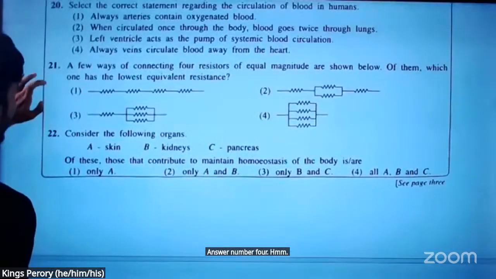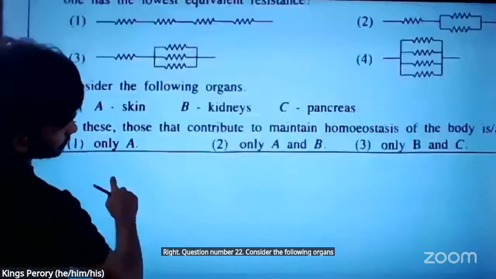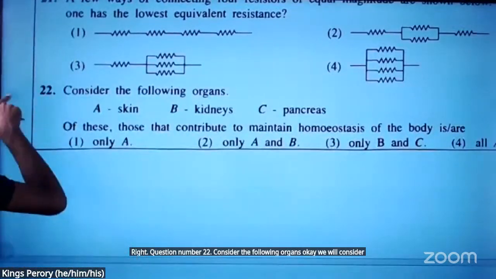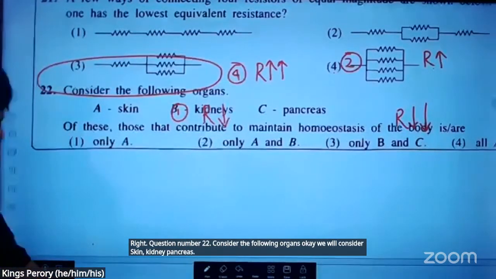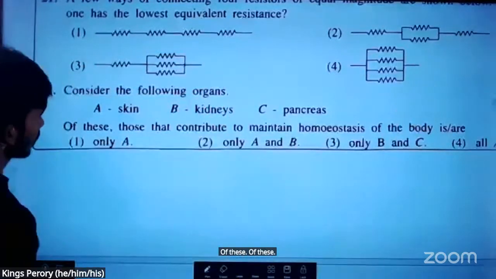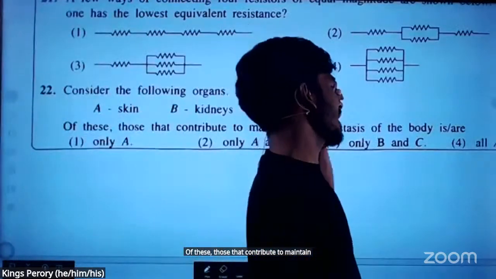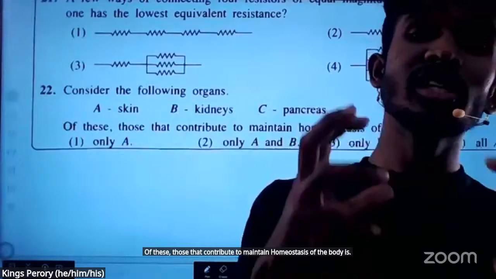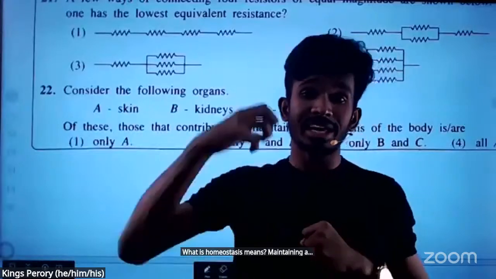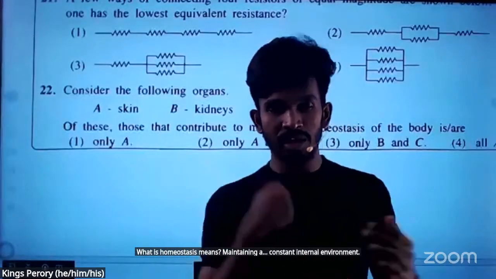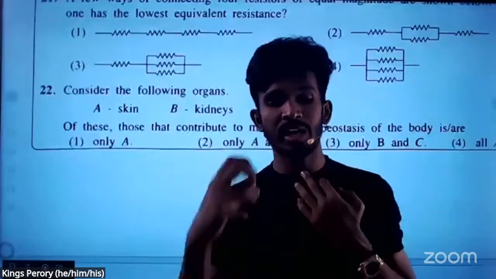Question number 22. Consider the following organs: skin, kidney, pancreas. Of these, those that contribute to maintain homeostasis of the body is. What does homeostasis mean? Homeostasis means maintaining a constant internal environment.